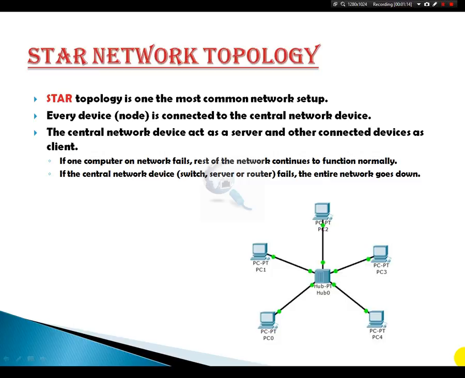But the disadvantage to this design is if the central network device, switch, server or router fails, the entire network goes down. Now, if you look at this diagram here, let's say if this computer fails, the rest of the network will still be able to communicate, function normally. But if this central network device, switch, router or server fails, the entire network goes down with it.